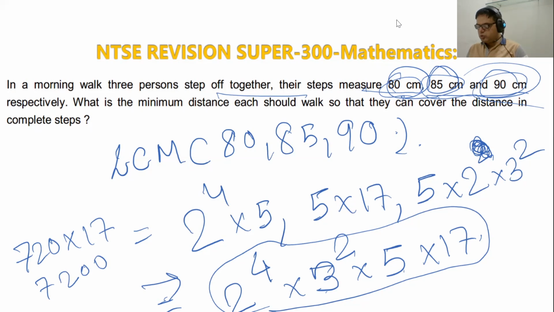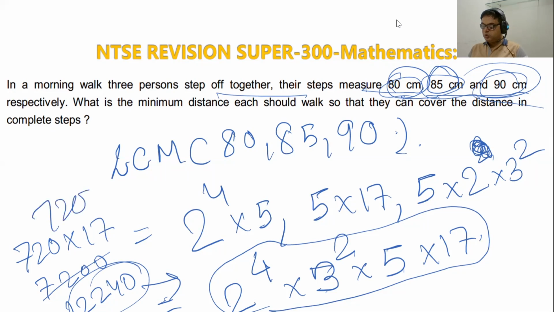12240. मतलब this will be whatever it is. So finally it will be 12240. Finally it should come 5040. मतलब ये हो जाएगा 7200 plus 5040, which is nothing but 12240. That will be your correct answer of the question.